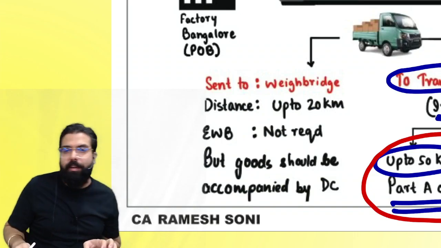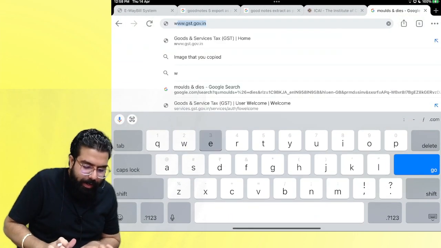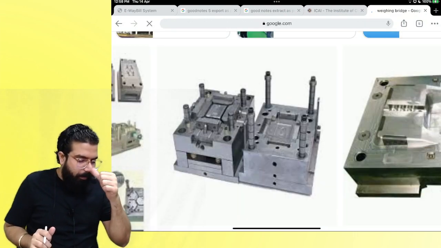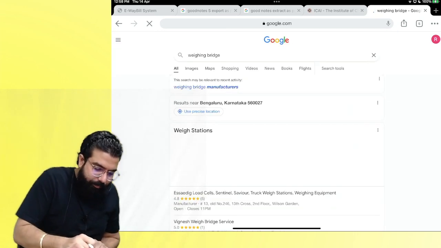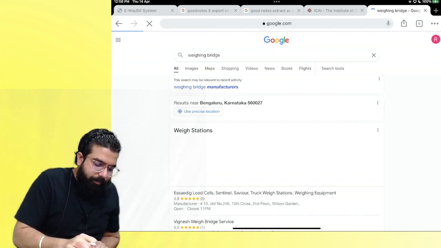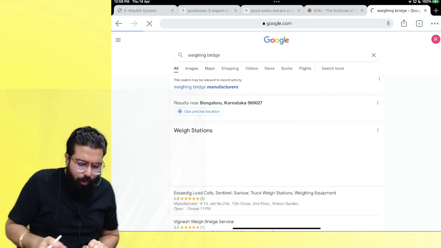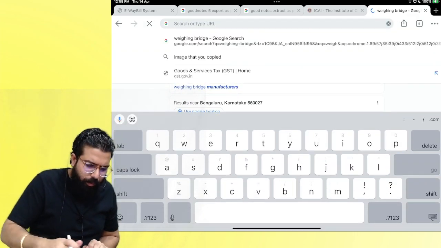You know what's a weighing bridge? You know what a weighing bridge is, everyone? Weighing bridge. What's a weighing bridge?